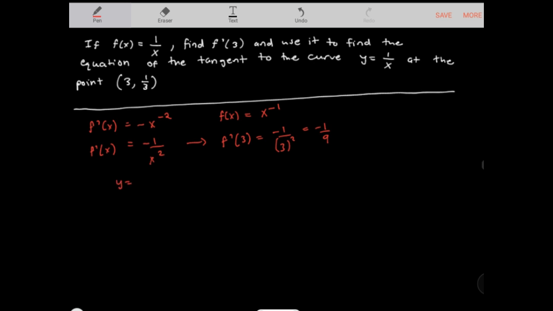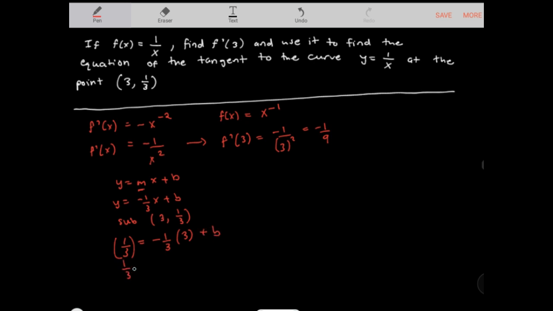Equations of lines are in the form y equals mx plus b. And remember that the tangent is a line. So y is equal to, and the slope here, m, is negative 1 over 9, so negative 1 over 9 x plus b. In order to solve for the y-intercept, you're going to substitute a point that exists on the tangent, which is given in this case, which is (3, 1/3). Right? You plug this back in, and you get 1/3 is equal to negative 1/9 times 3, you're plugging in 3 for x, plus b.